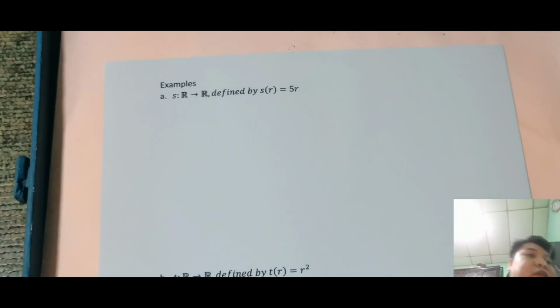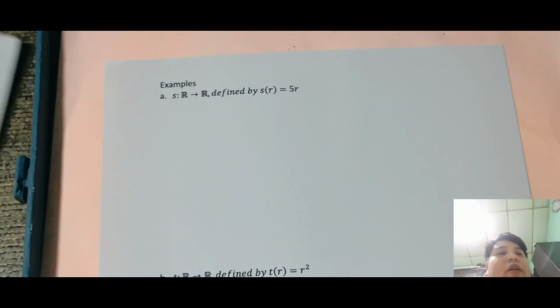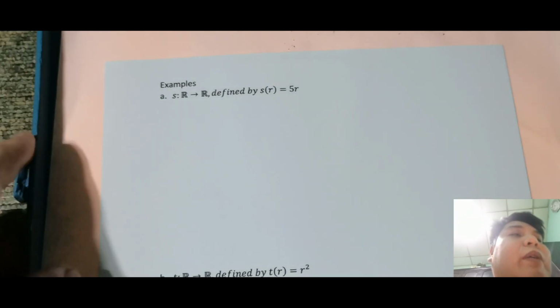Okay, so let's have example. Ito, itest natin kung sila ay one-to-one correspondence. Letter A, let S be a function mapping from R to R. So, nagbago, no? Real number to real number, meaning included nyo dyan yung irrational at rational. May decimal, may percentage. Lahat nandiyan. Basta real number, nandiyan. Defined by S of r is equal to 5r. So, S of r is equal to 5r.